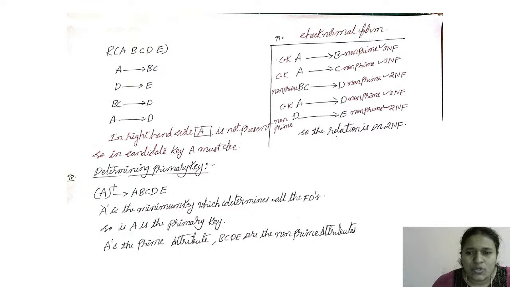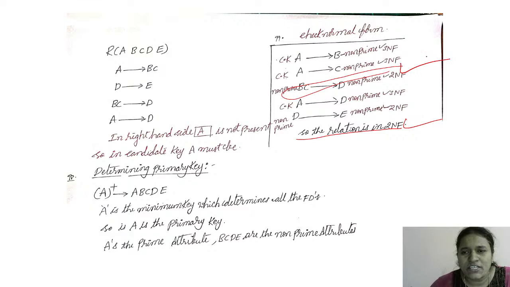So the relation is in second normal form. A to B, this is candidate key to non-prime. Here non-prime to non-prime. That means the relation is in 2NF.